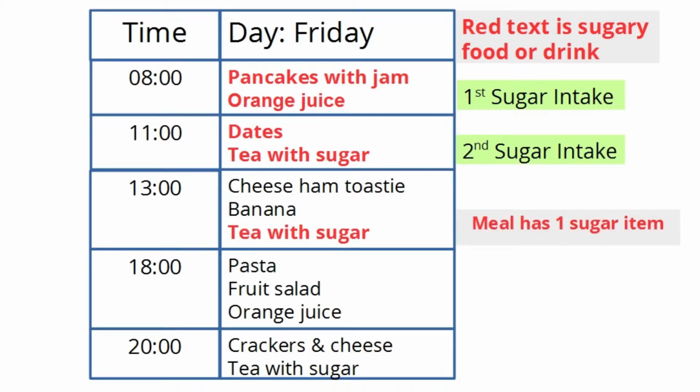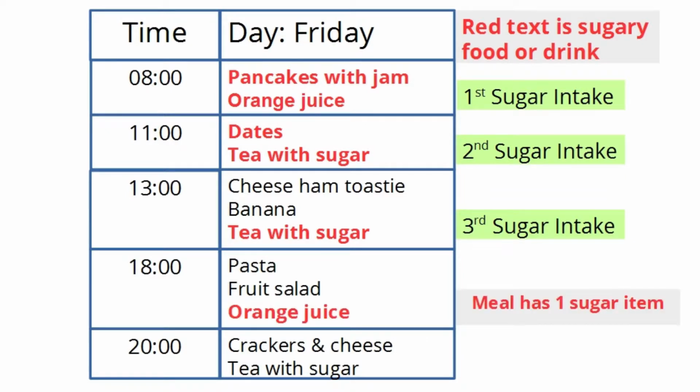The 1 p.m. meal of cheese ham toasty, banana, and tea with sugar has how many sugar items? The 1 sugar item is the sugar placed in the tea. The banana as a fruit does not count as a sugar item. This is the third sugar intake.